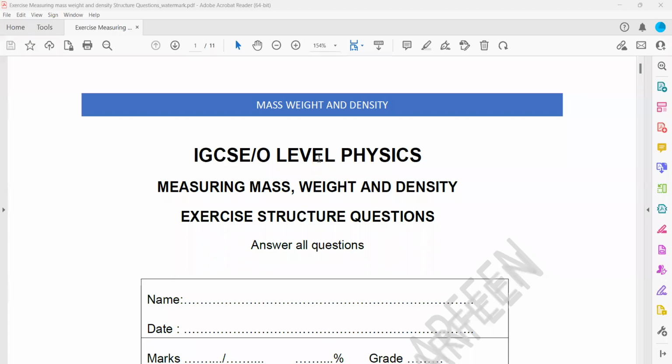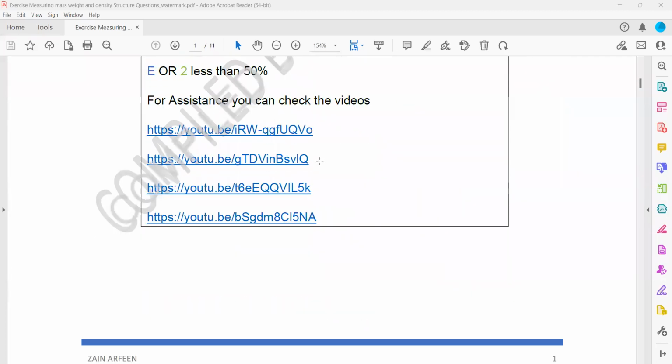The exercise is related to measuring mass, weight, and density. That is also a weekly homework. You have to solve and submit.